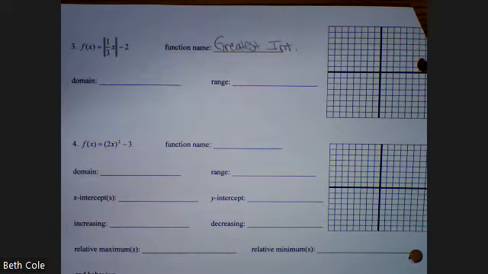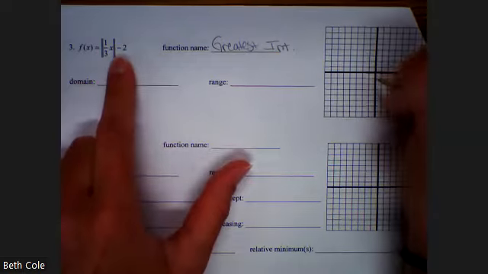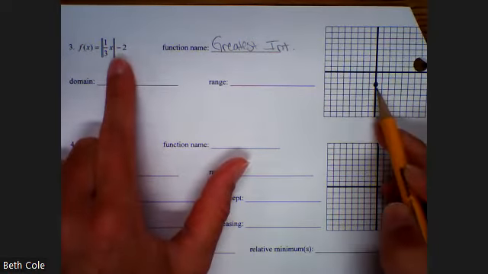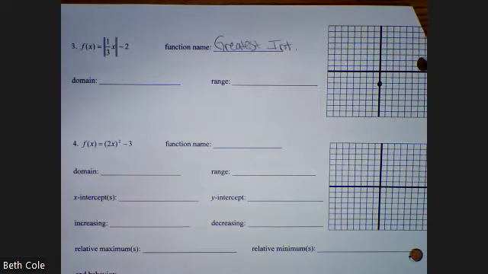So it's going to be that staircase. It moved up or down? Down 2, so go down 2 and put a point. And it was a horizontal stretch by 3.